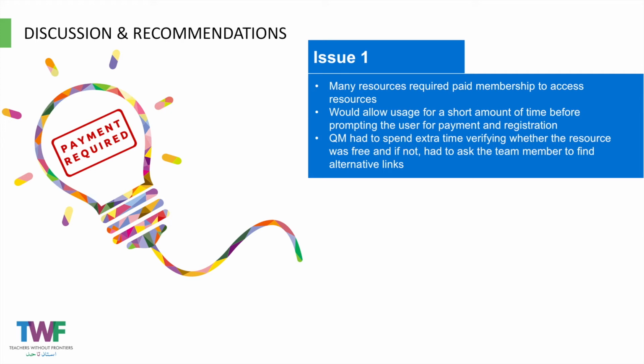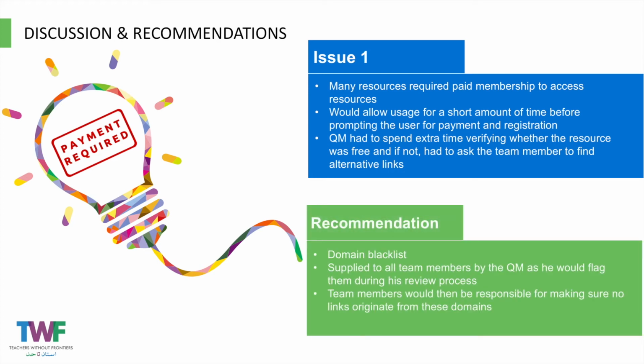The quality manager had to spend extra time in vetting and rejecting these resources, resulting in a higher than necessary work volume. For future projects, we recommend setting up a domain blacklist. This list would be prepared by the quality manager as he or she ran into domains that was of this nature, and anytime a new source was identified, the blacklist would be updated. This list would be available to all team members collecting resources. This would result in increased productivity.